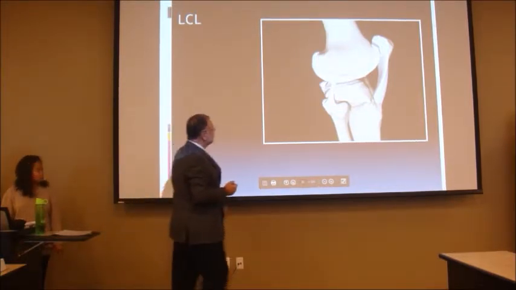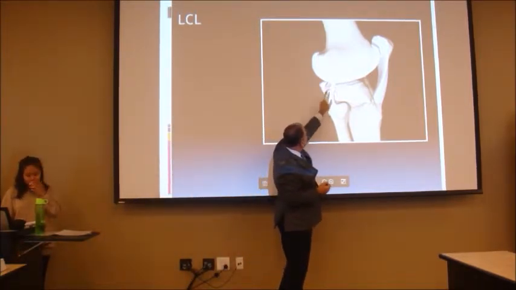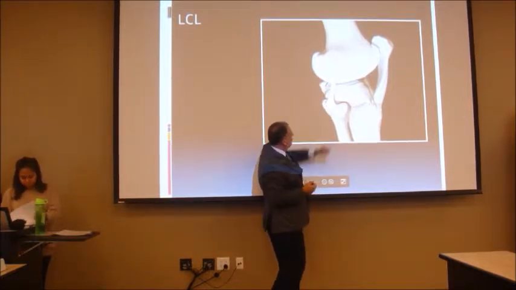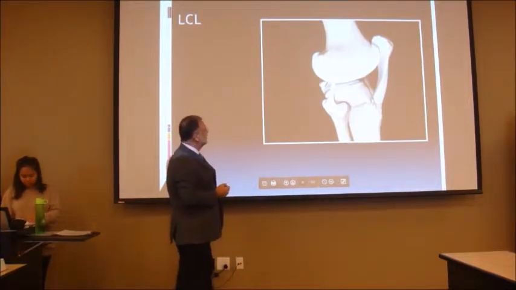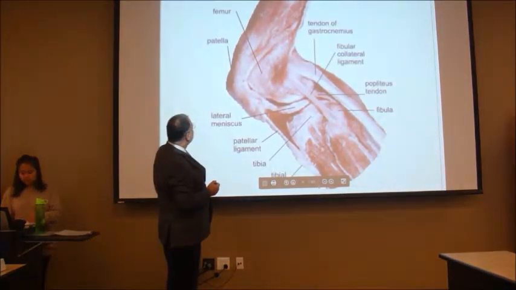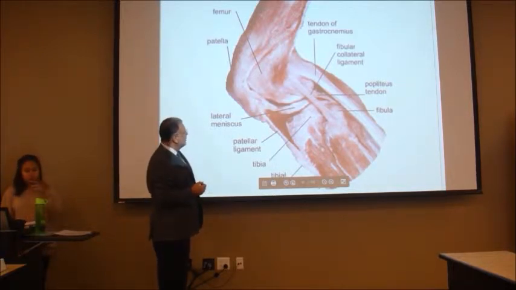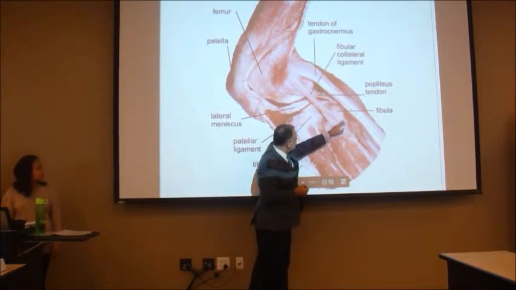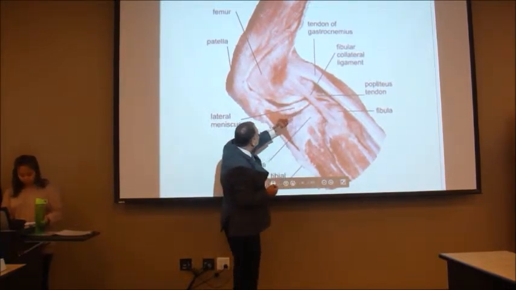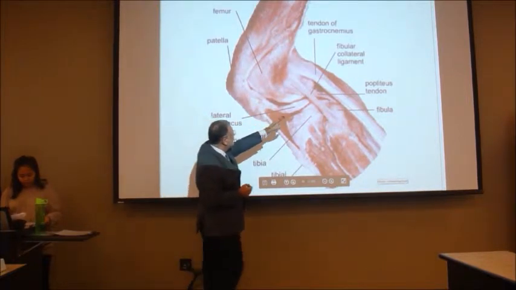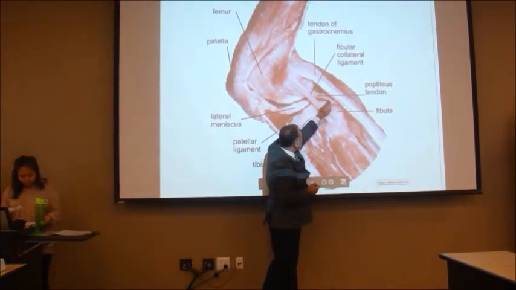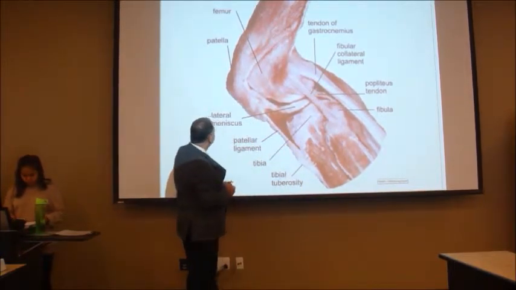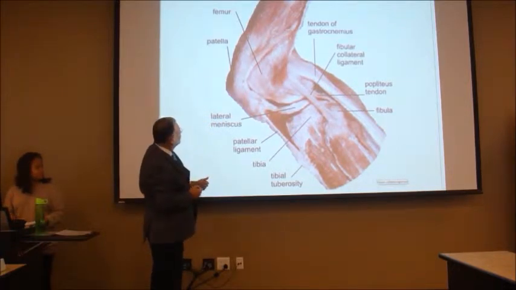Just a representation of how the lateral collateral ligament goes from the lateral femoral condyle to the fibular head, that's where it attaches. Representation in a cadaver sample of the lateral collateral ligament, the fibular head into the femoral condyle, the popliteus tendon, that's lateral posterior, and the lateral meniscus being shown here.